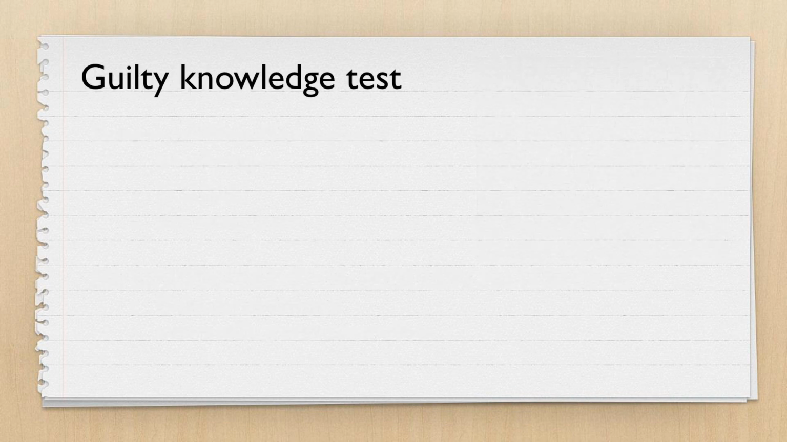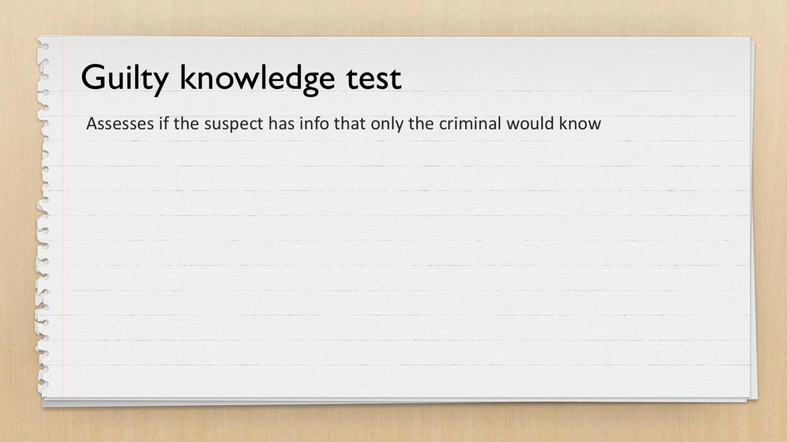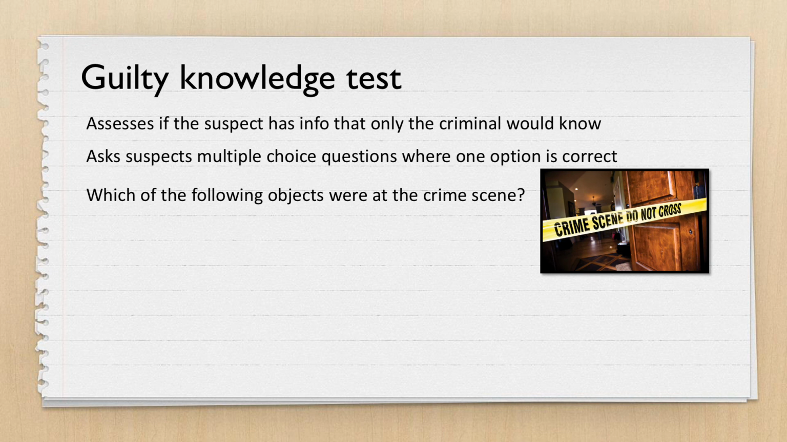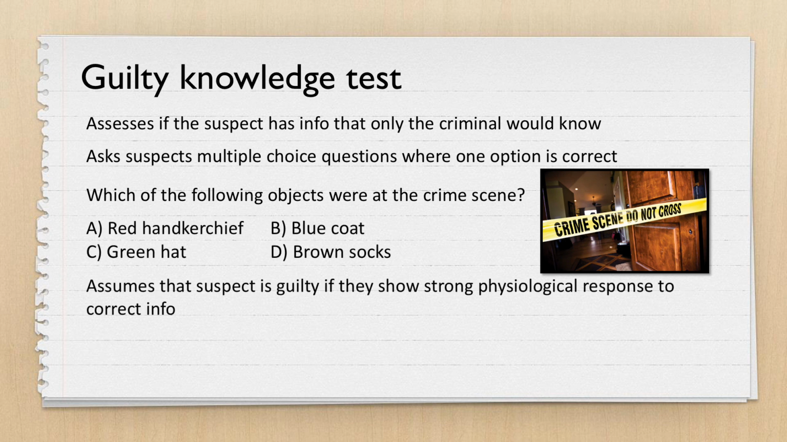Okay, let's talk about another method of lie detection, which is called the guilty knowledge test. It assesses if the suspect has information that only the criminal would know. It asks suspects multiple choice questions where only one option is correct. For example, a question like, which of the following objects were at the crime scene? It assumes that a suspect is guilty if they show a strong physiological response to that correct information.